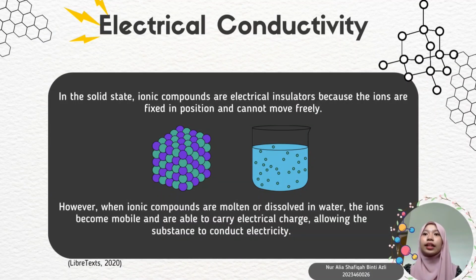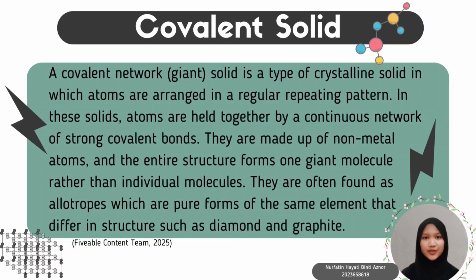In the solid state, ionic compounds do not conduct electricity because the ions are fixed in position within the crystal lattice and cannot move freely. Since electrical conductivity requires the movement of charged particles, the lack of mobile ions prevents the flow of electric current in solid ionic compounds. However, when an ionic compound is melted or dissolved in water, the crystal lattice breaks down and the ions become free to move. These mobile ions can carry electrical charge, allowing ionic compounds to conduct electricity in the molten state or in aqueous solution. Next, we move on to the covalent solid.